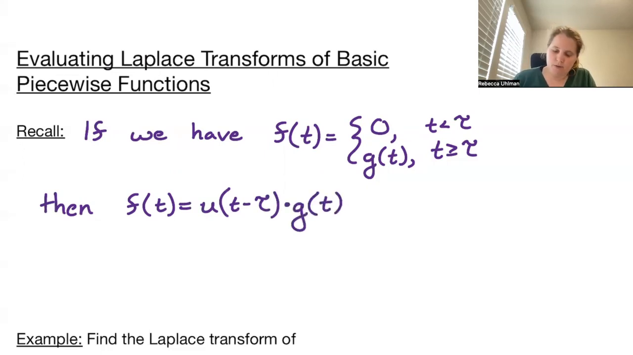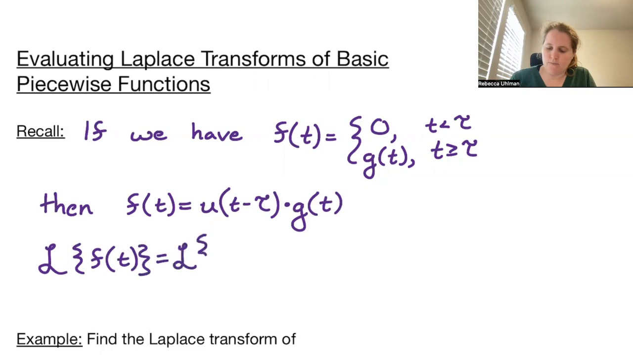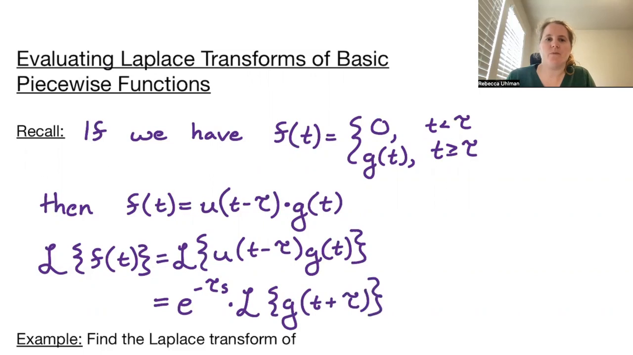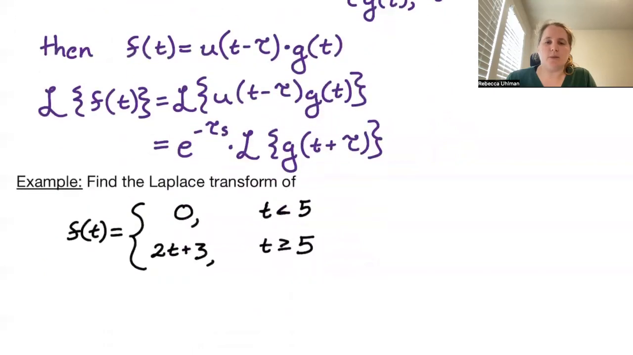And also the Laplace transform of f of t is the Laplace transform of u of t minus tau times g of t. And this is the same thing as e to the negative tau times s, multiplying the Laplace transform of g of t plus tau. So we can use this trick to find the Laplace transform of basic piecewise functions.